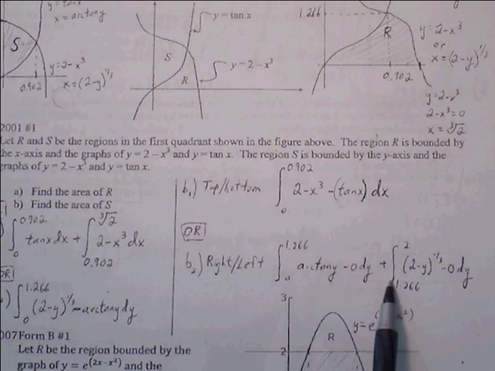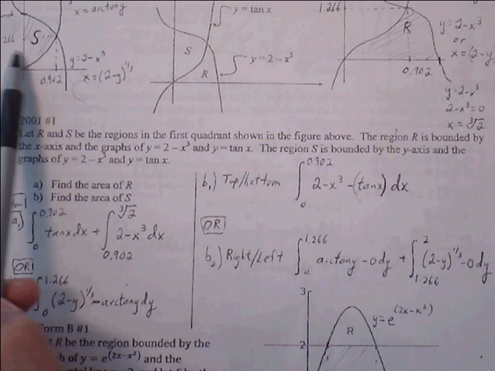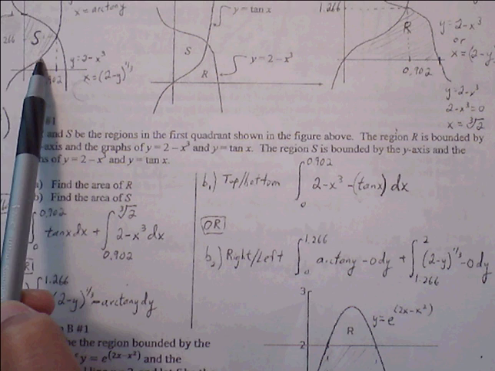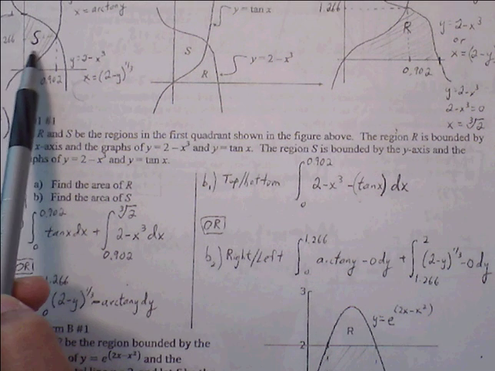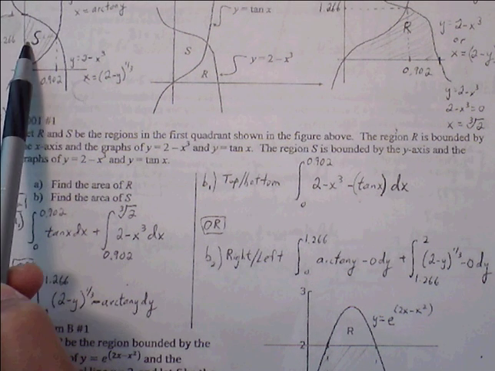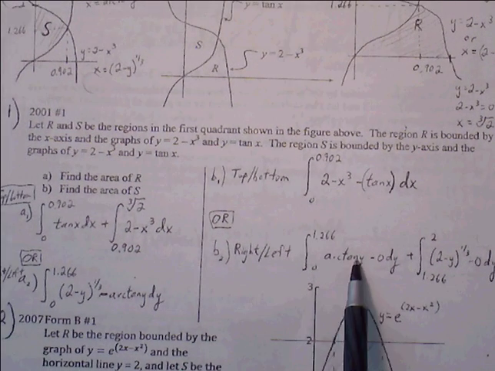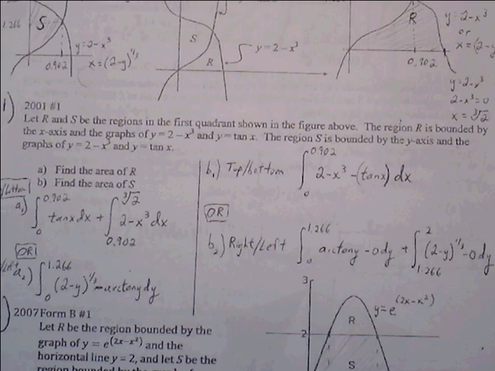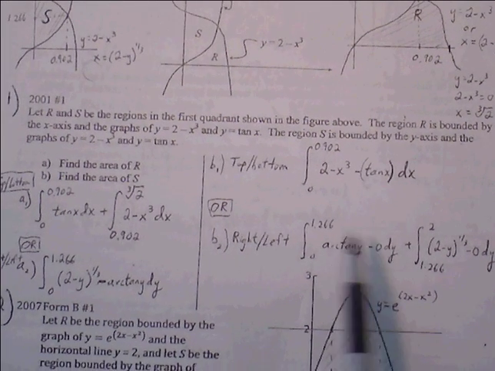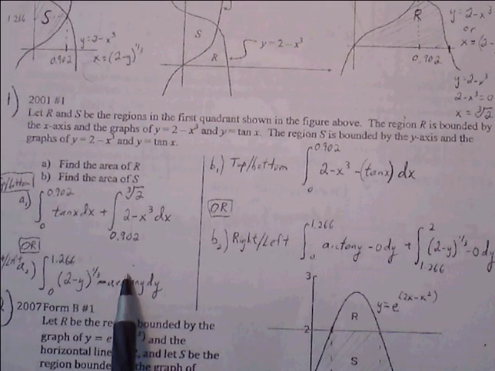Okay, and then the bottom portion will be right minus left. The right is the arc tangent, and the left is 0, so arc tangent minus 0 from 0 to 1.266. And then we just plug it into our calculator and find the area. The area for both of these methods should be the same.